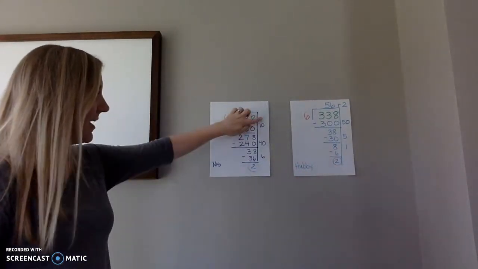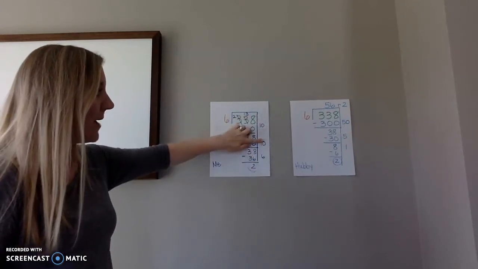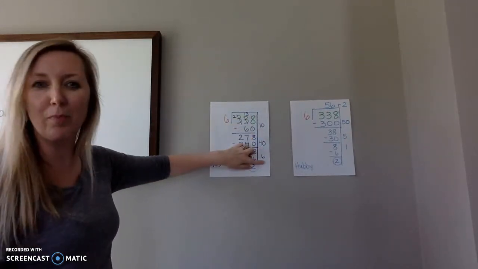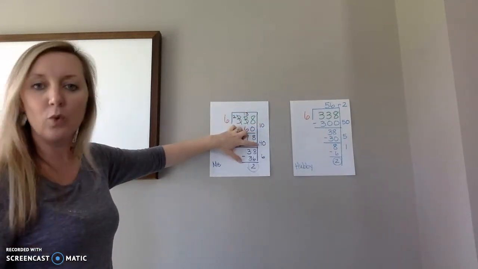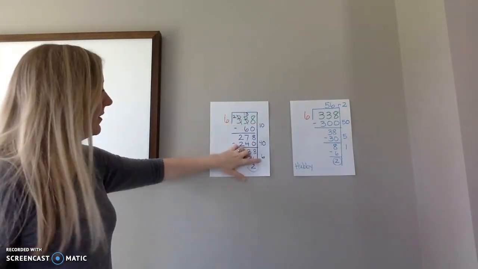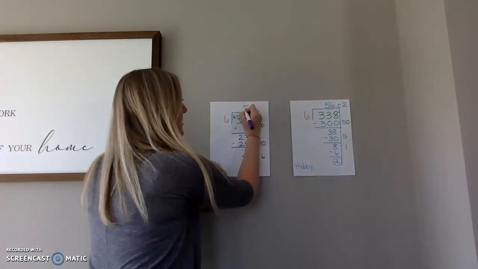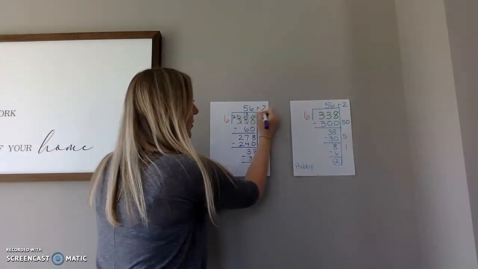So now to figure out my quotient, I'm going to add up all my partial quotients. That's why this is called the partial quotient strategy. So I made a group of 10, plus 40, so that's 50, plus 6. So I get 56 with a remainder of 2.